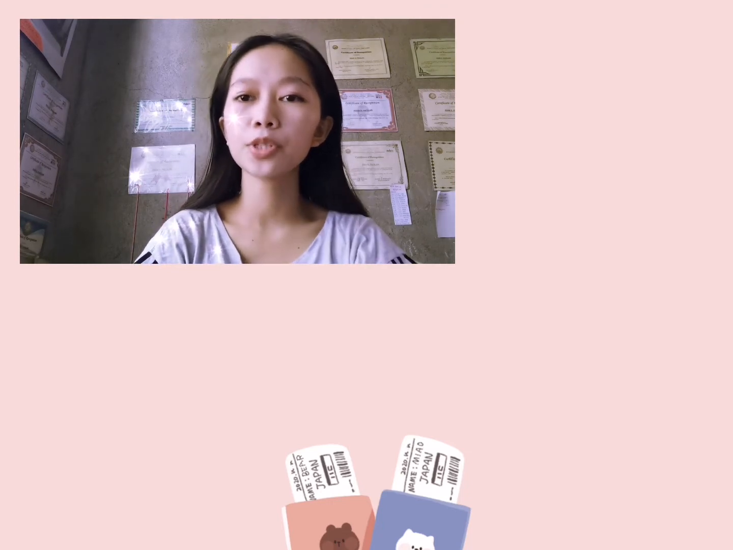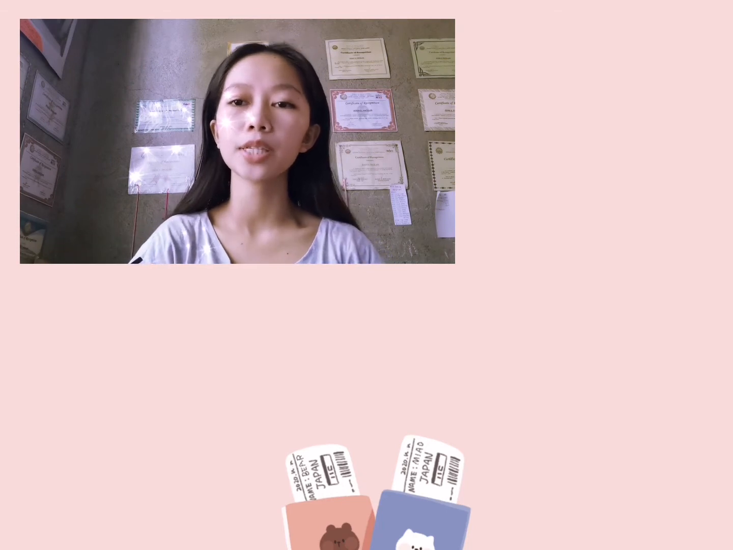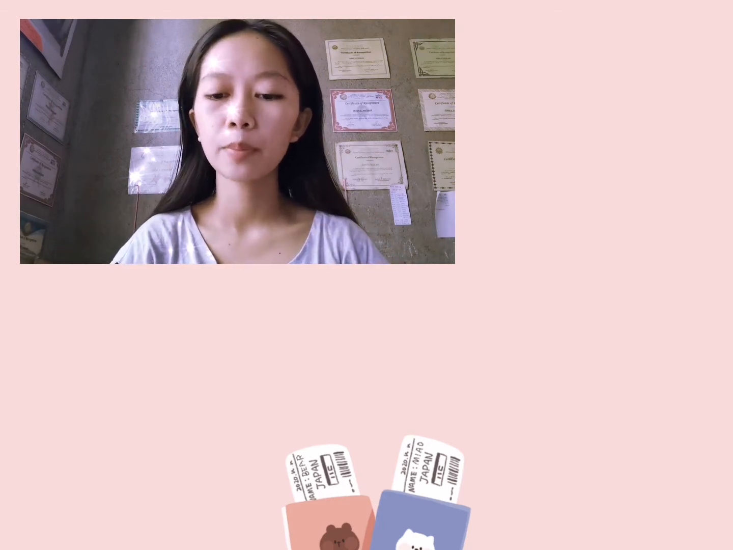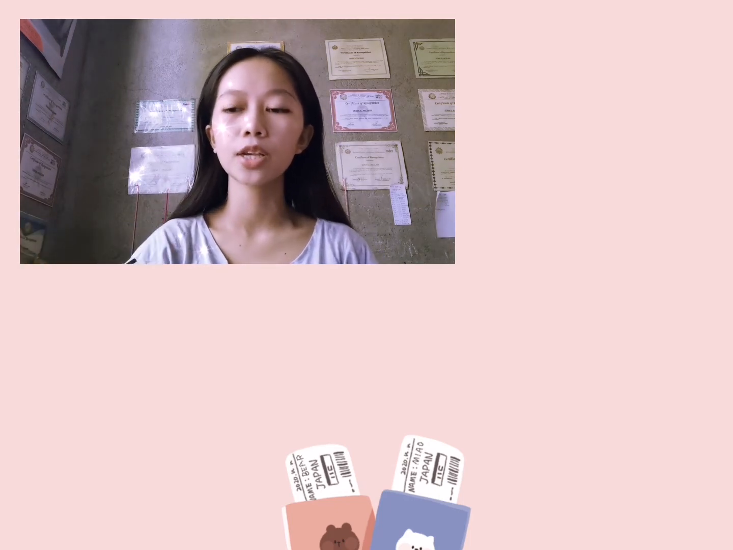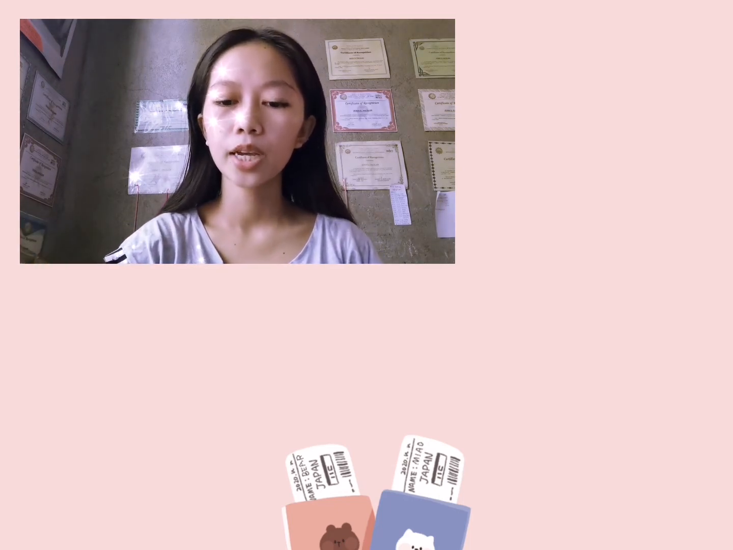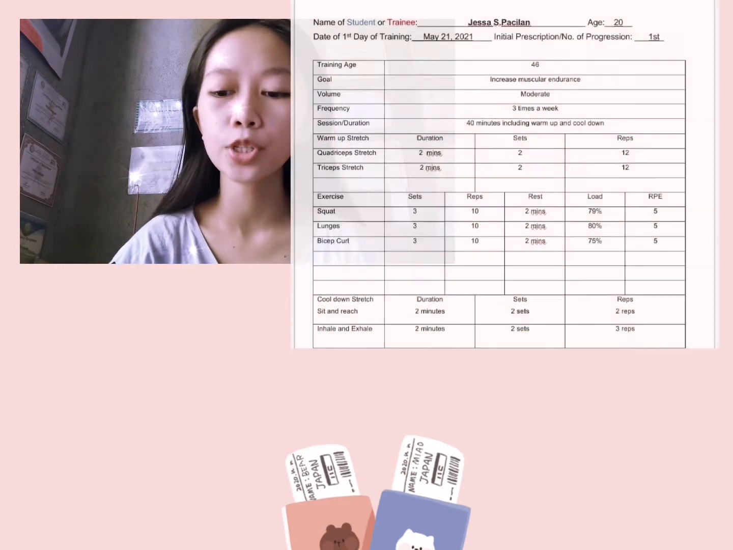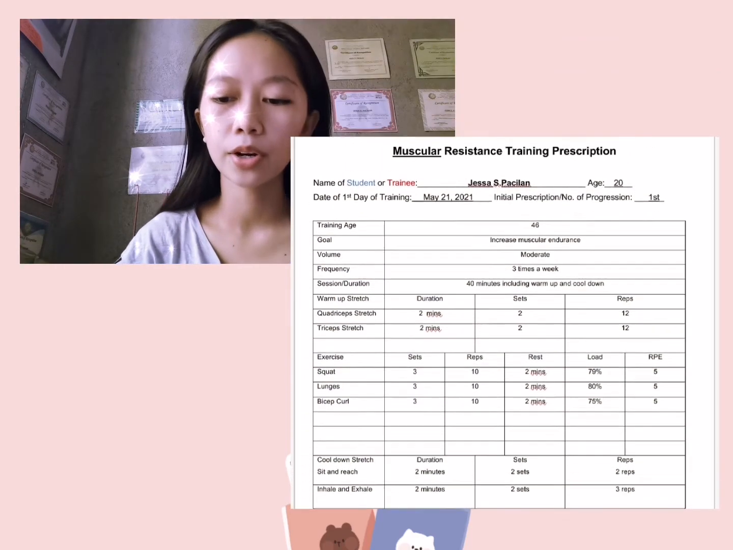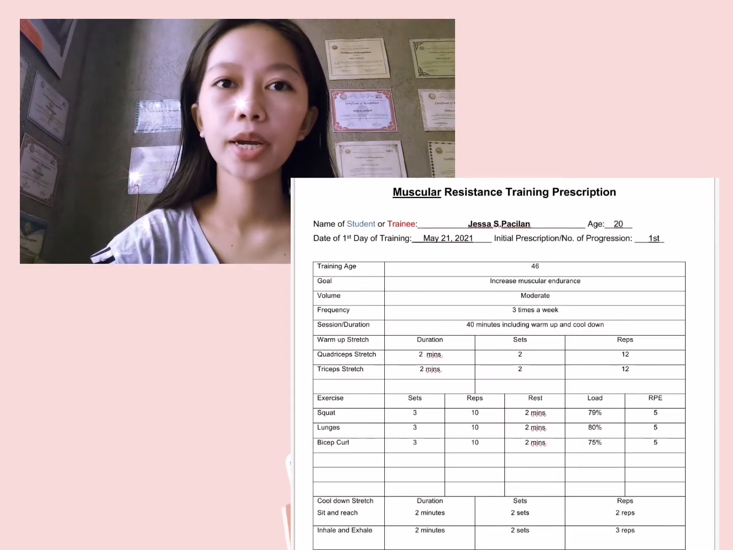So now let's proceed to the table. Again, I'm going to attach the table, the muscular resistance training prescription, and I'm going to read this. The training age: the age of my client is 46, so she is 46 years old. And then the goal: our goal for this one is for her to increase her muscular endurance. And the volume is moderate.